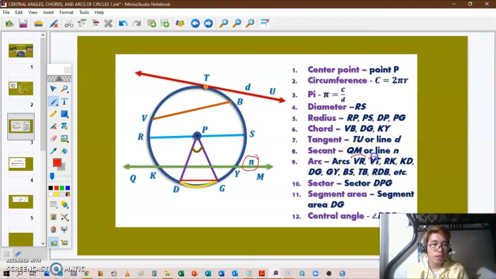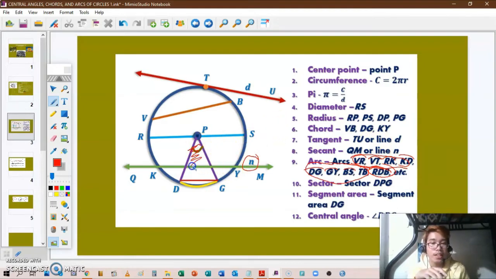And again, when we write them, we always put a hood, or kind of like an arch, all over the letters, the two letters or the three letters. The two letters are for the minor arcs. So all of these are minor arcs, VR, VT, RK. And the three letters we only use for the major arc. Later we're going to see more of the differences between the minor arc and the major arc. And then lastly, we have your sector DPG.